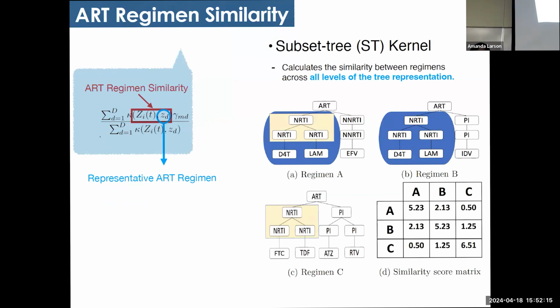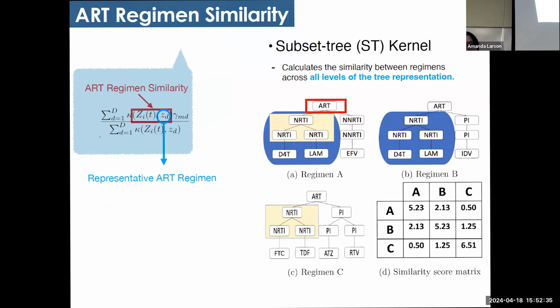I think that's the part I like the most about this method: the subtree kernel actually is not a new method. It was originally developed in the natural language processing literature. They use tree structures to represent sentences to calculate the similarity of sentences. And here we represent each drug regimen as a tree structure.